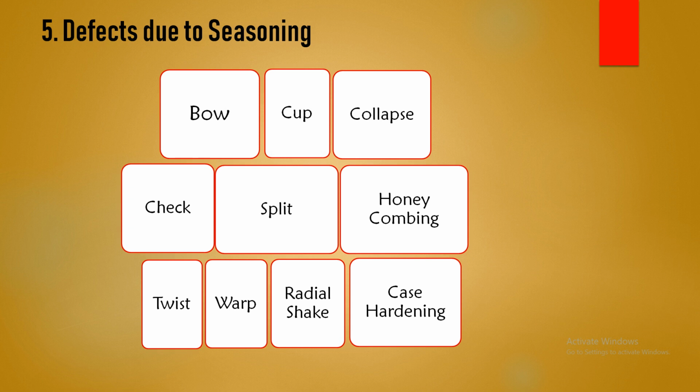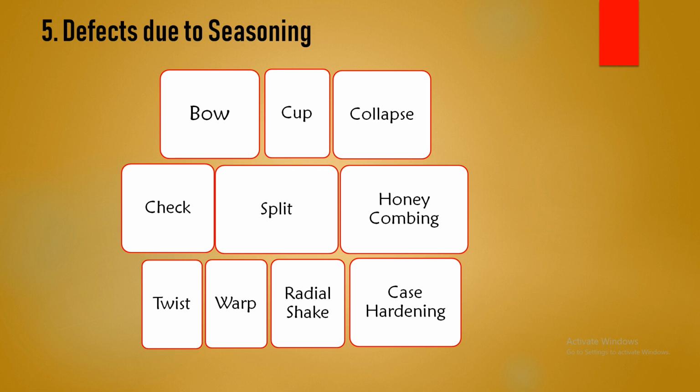Then radial shake, as we discussed earlier, is the shrinking of a tree from outside to the pith. This defect is also caused during seasoning. The next is honeycombing. Honeycombing is the radial and circular cracks formed in two directions. The next defect is collapse. The shrinkage that occurs all throughout is called collapse.